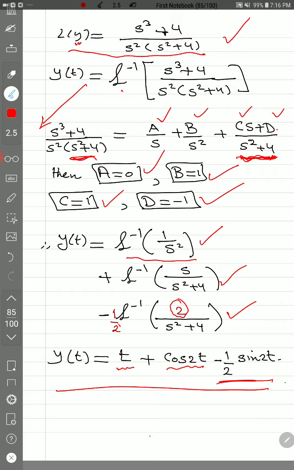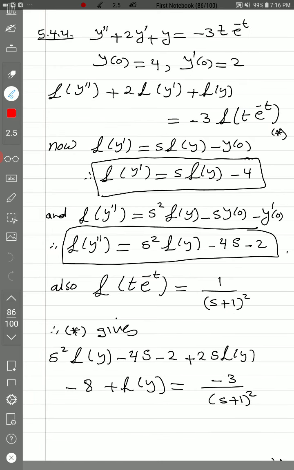As we see here, this solution satisfies the differential equation and satisfies the initial condition. Let's go for another exercise. This is exercise 544. Here we have an exponential function on the right side. Again, we have the initial condition at 0. And this is second order.